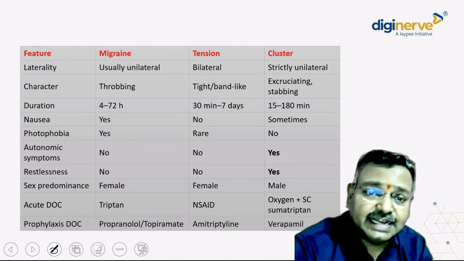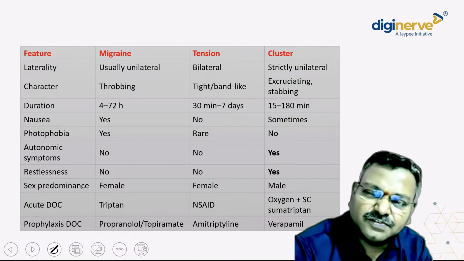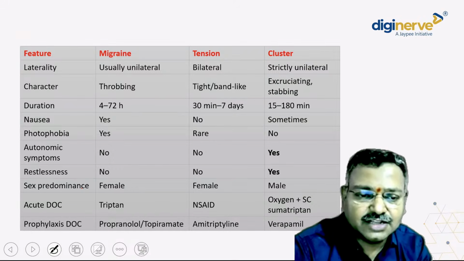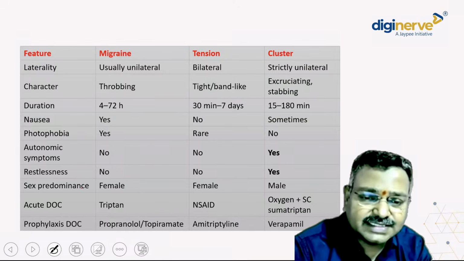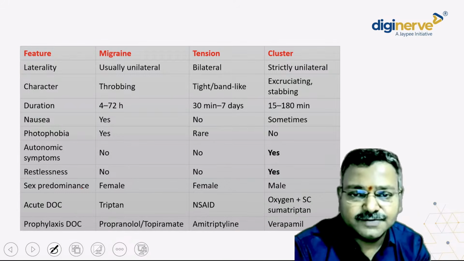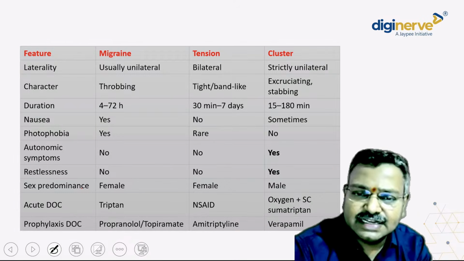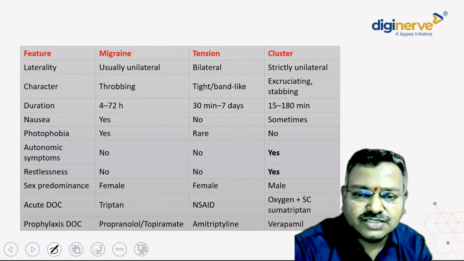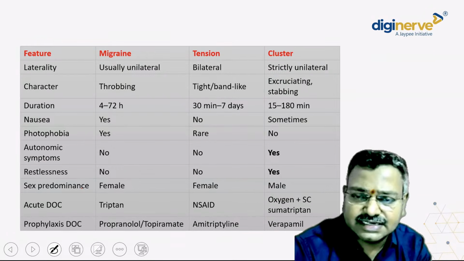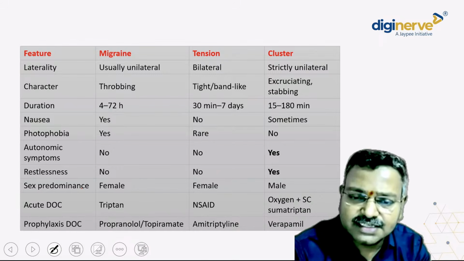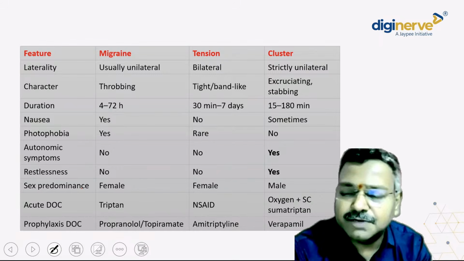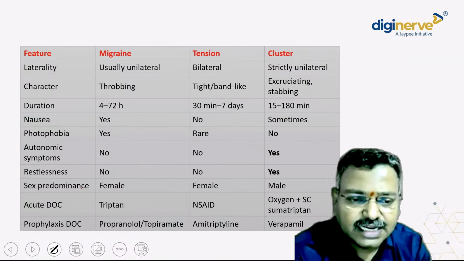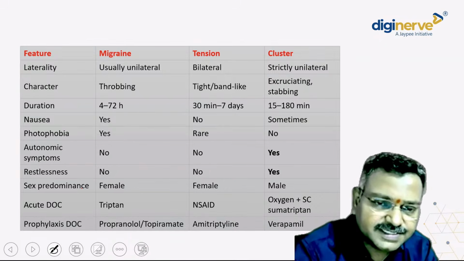Tension type: bilateral, tight band. This can go on for days, 30 minutes to 7 days. There is no nausea, phonophobia, etc. NSAID is the drug of choice. Cluster headache: unilateral, excruciating stabbing pain. They can have nausea. Sometimes this can last in clusters, 15 to 180 minutes. It keeps coming the same way. Male predominance. Drug of choice is oxygen and sumatriptan, and prophylaxis is verapamil.